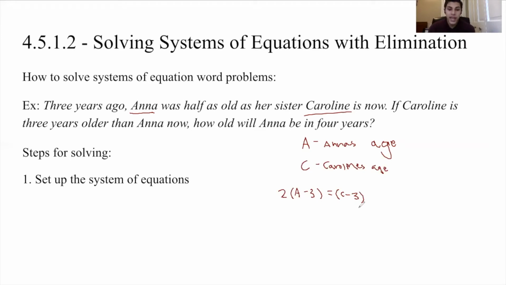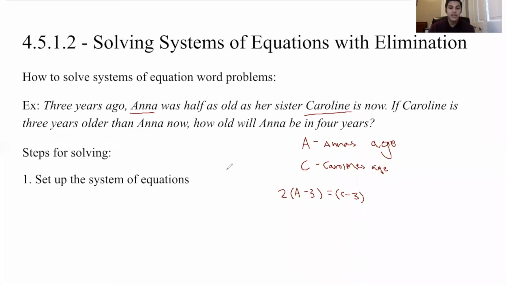And then if Anna was half as old as Caroline, then 2 times Anna's age 3 years ago, or 2 times A minus 3, should get us Caroline's age 3 years ago. So that's why we have 2 times A minus 3 equals C minus 3. Alternatively, you could also write it like this, A minus 3 equals 1/2 C minus 3, because that represents that half of Caroline's age 3 years ago equals Anna's age 3 years ago. But either of those are correct, so we're just going to use this first equation, 2 times A minus 3 equals C minus 3.